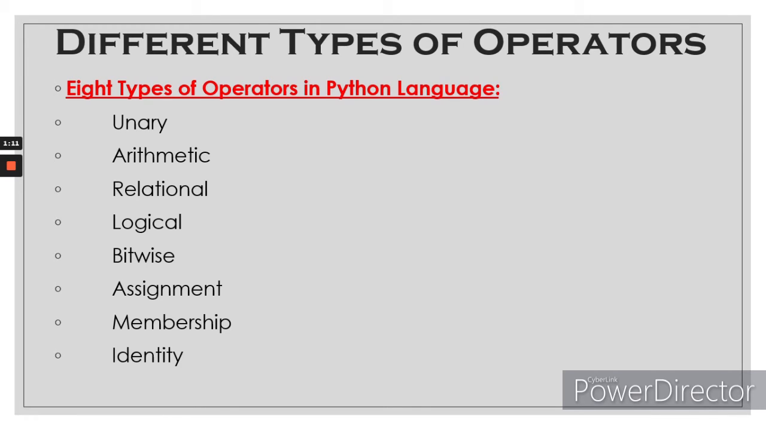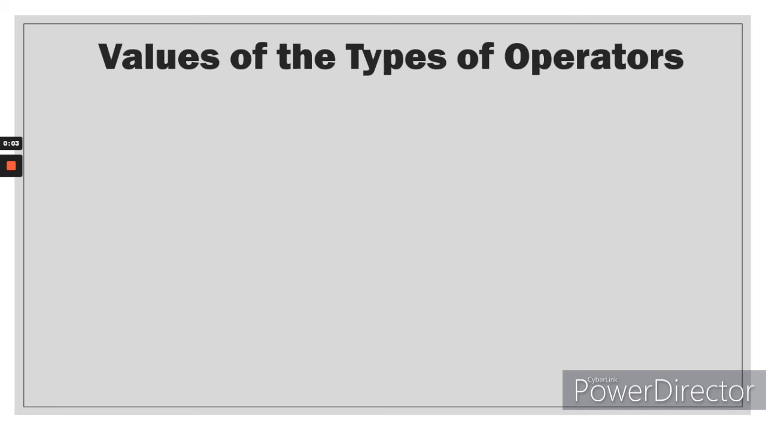Now we are going to get a brief look at the values of these operators. Like Boolean has true and false as its values, these operators also have values of their own. Values of the types of operators. Unary has these three, separated by commas: plus, minus and the complement.